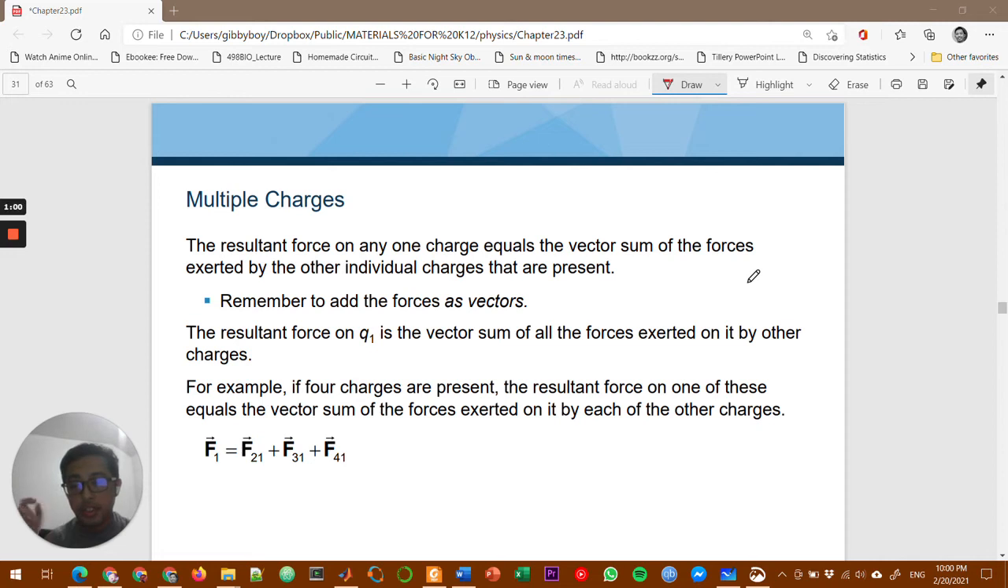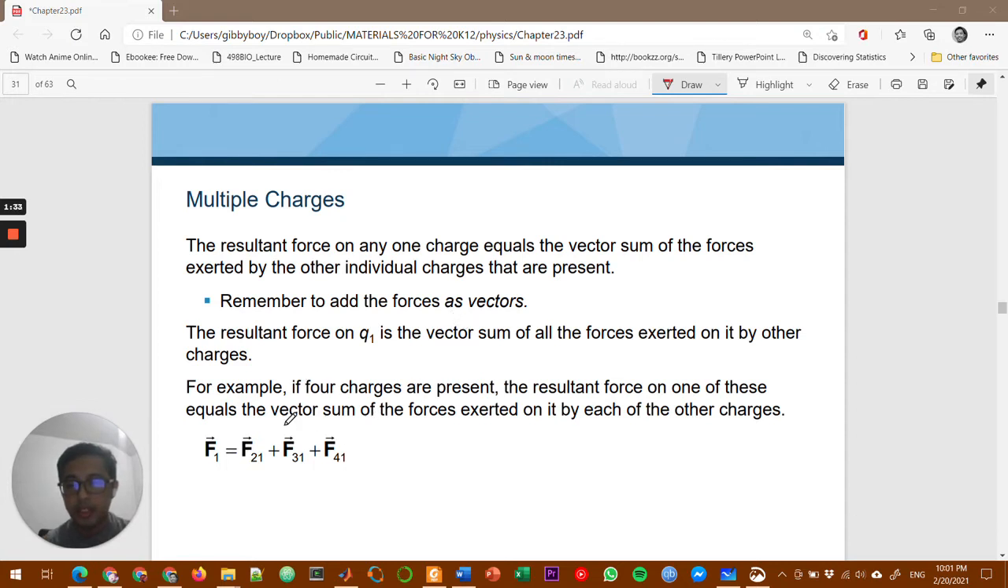So we can calculate the individual force acted upon each charge because of the presence of the other charges. Okay, so then we'll of course remember that we should treat the forces as vectors, no matter ang direction asa siya.